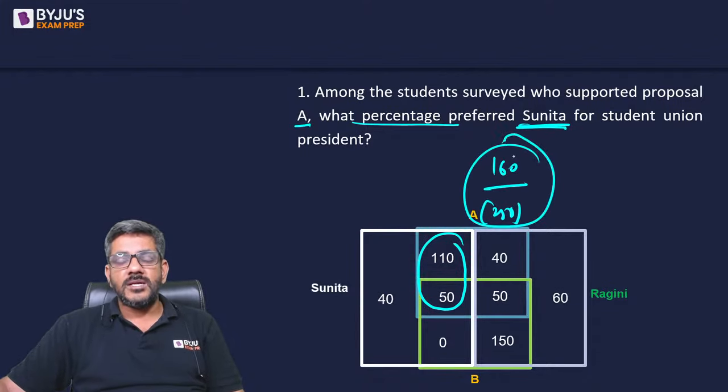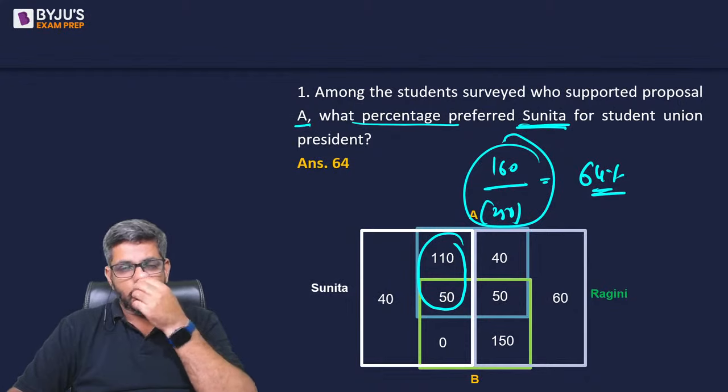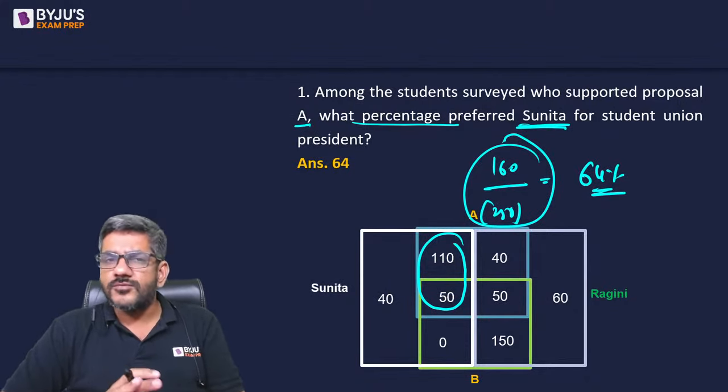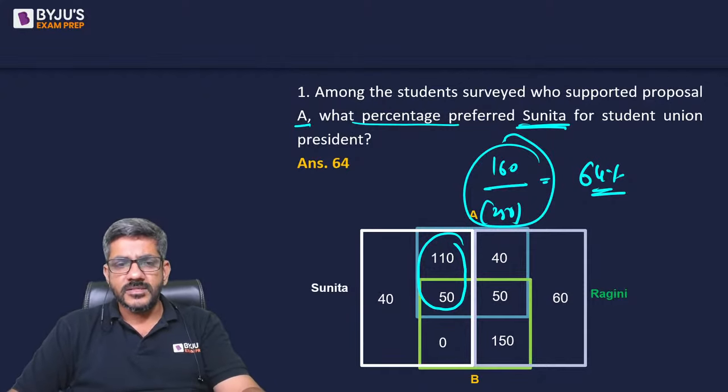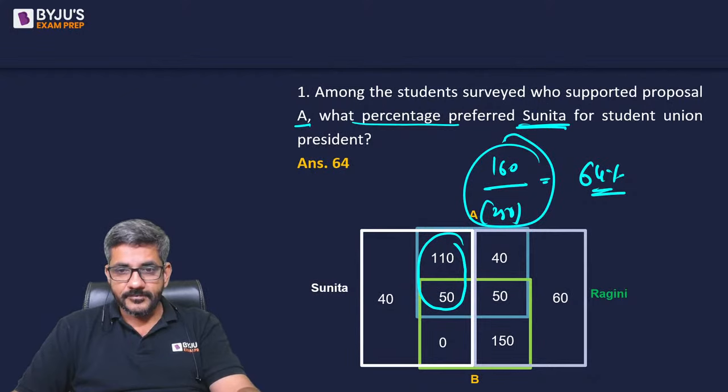So 160 is what percentage of 250? It is 64%. So the right answer for us is 64, right? If you calculate, 150 is 60% and 10 is 4%. So it is 64%. So 64% is the right answer for this question number 1.